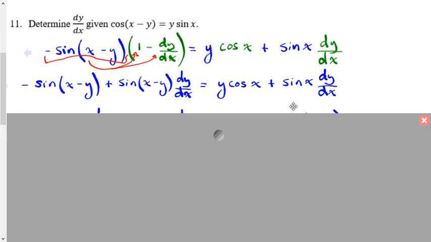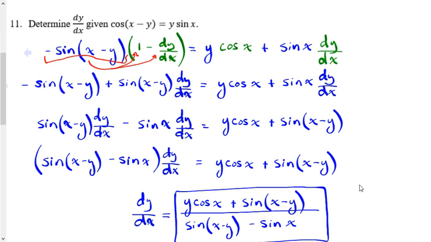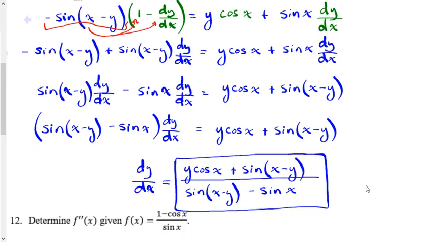Next, I'm collecting my dy/dx terms on the left, my non-dy/dx terms on the right. This sine x dy/dx gets subtracted over here, and this negative sine(x minus y) gets added to the right-hand side. Factor out the dy/dx and divide to get our final answer.